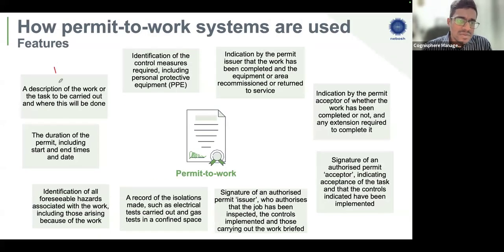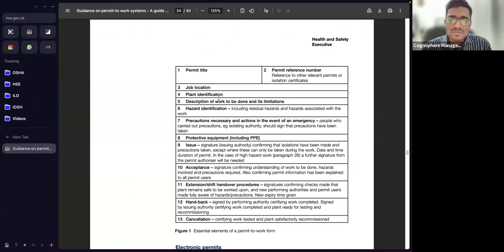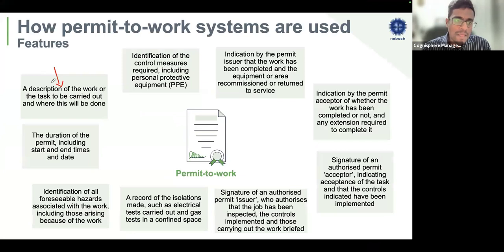So what are the features? A description of the work or task to be carried out and where this will be done. Here you see a description of the work and where it will be done: job location, plant identification, and description of the work. You would clearly specify this in the permit, and then the duration of the permit including start and end times.